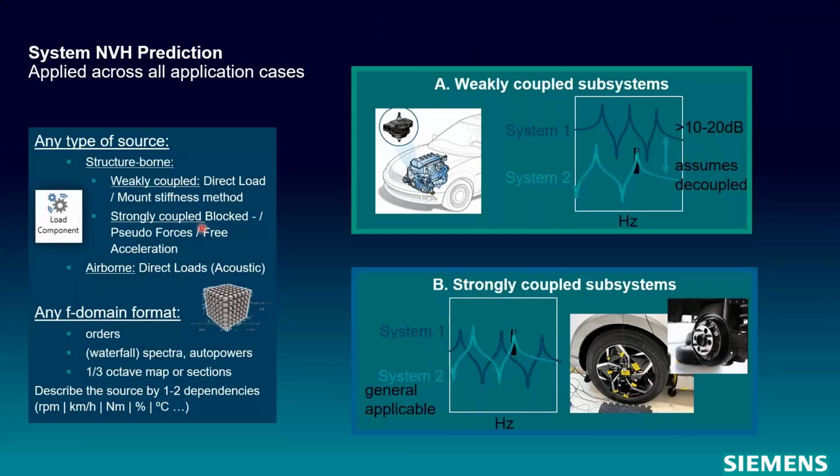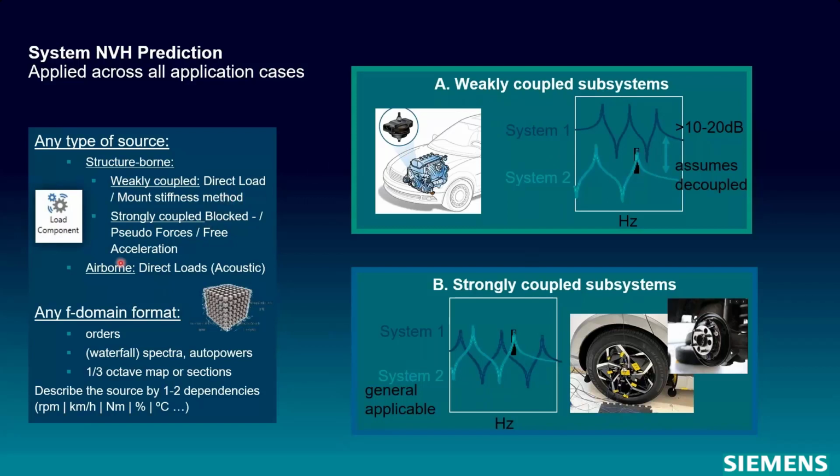Just as a summary, I think in the software that I've shown, all these methods are supported. So you can load loads as blocked forces, free velocities, but you can also simplify the methods and just apply direct loads. For some systems where we say there is strong interaction, you really have to work with blocked forces and so on, because there is strong interaction. The interface forces are really dependent on the receiver and the source. But for some applications, you can make some assumptions, and then we call them weakly coupled, and you can simplify the equation.